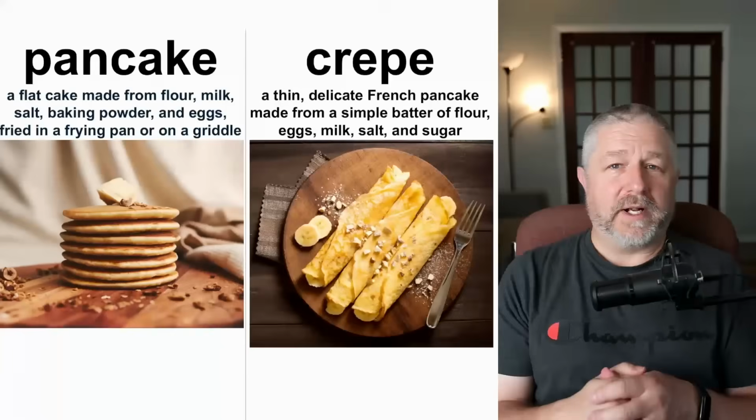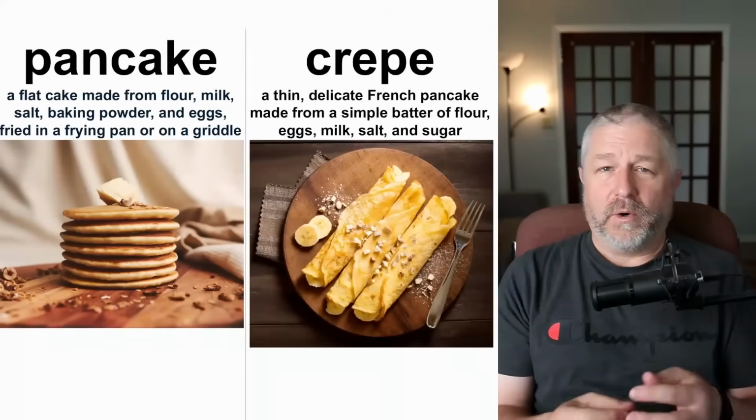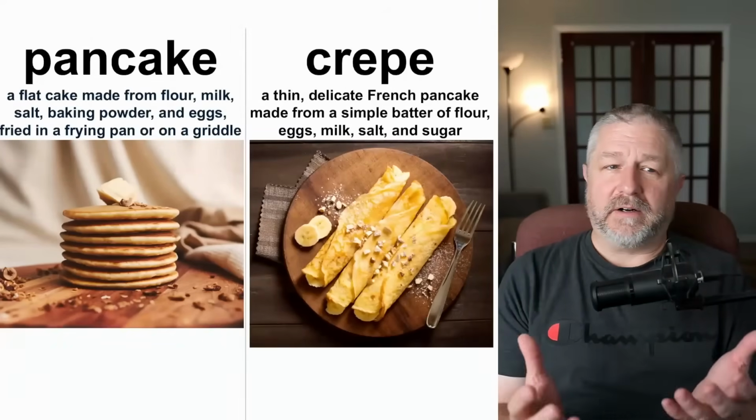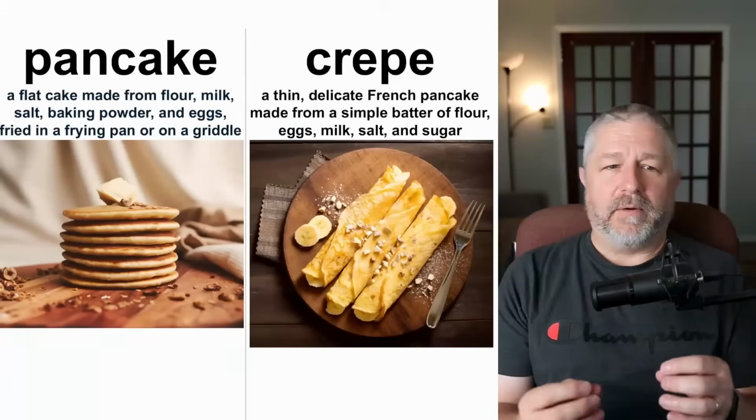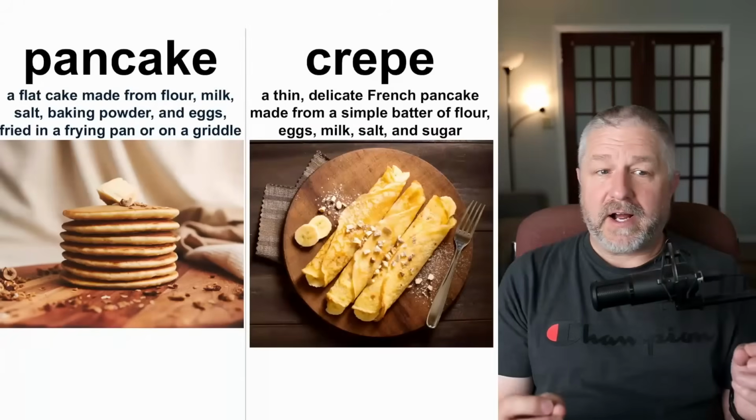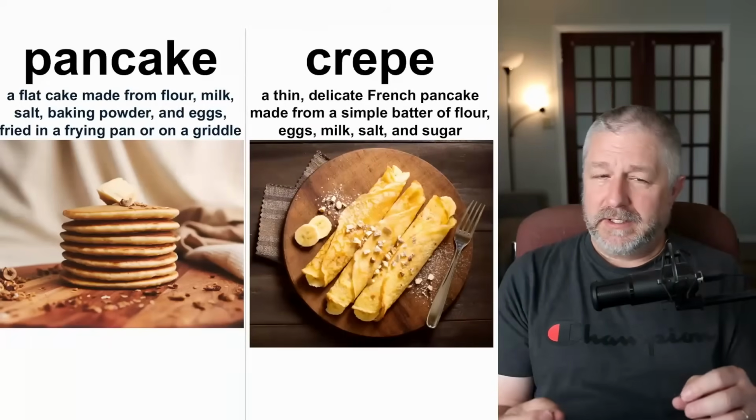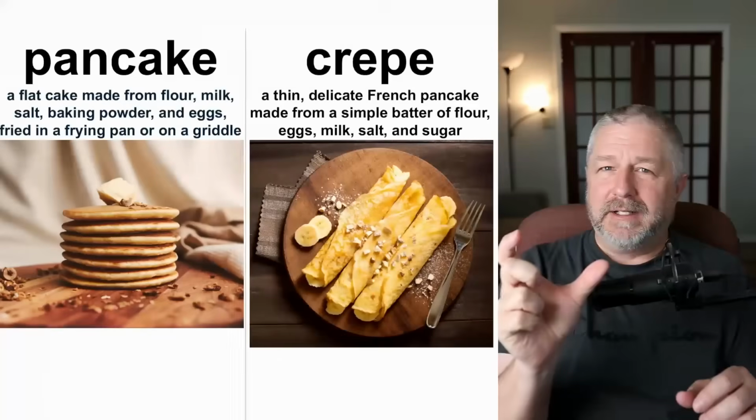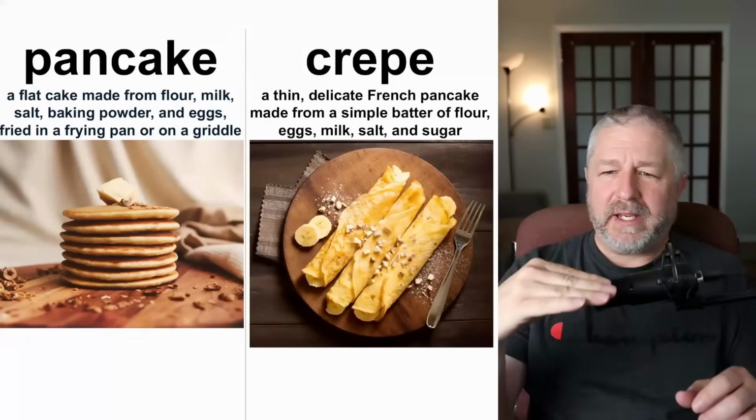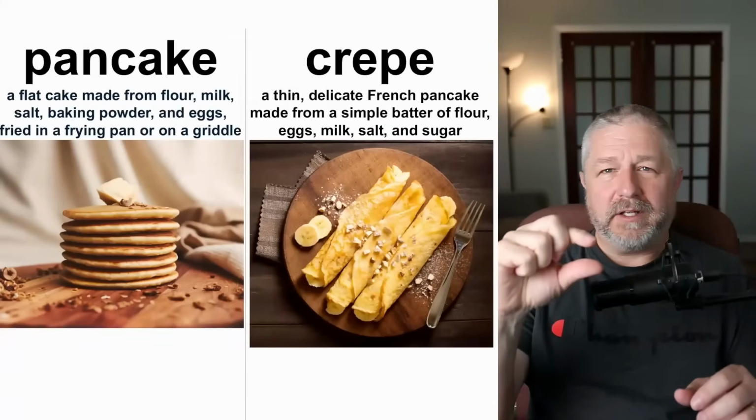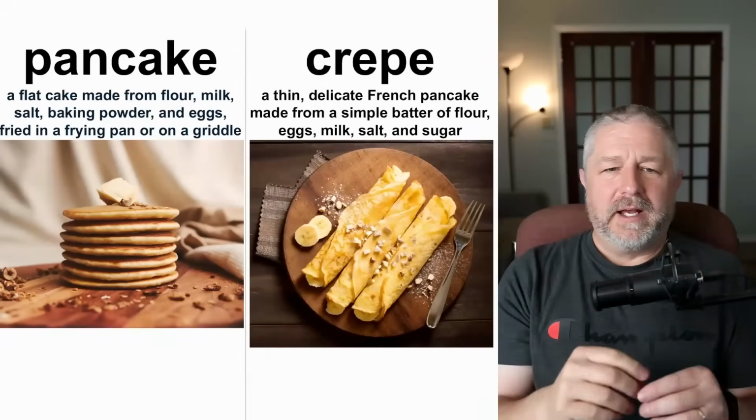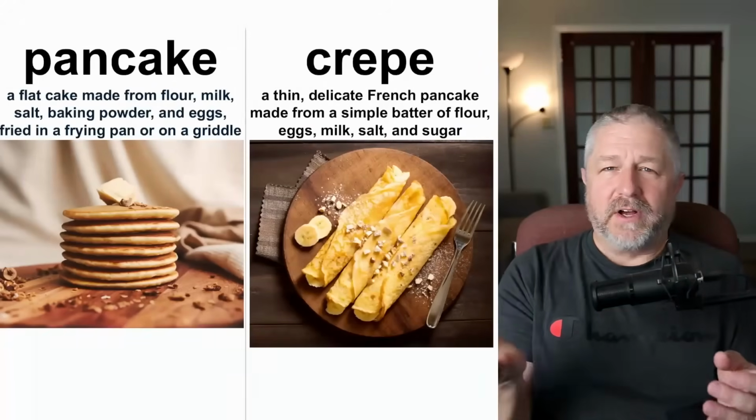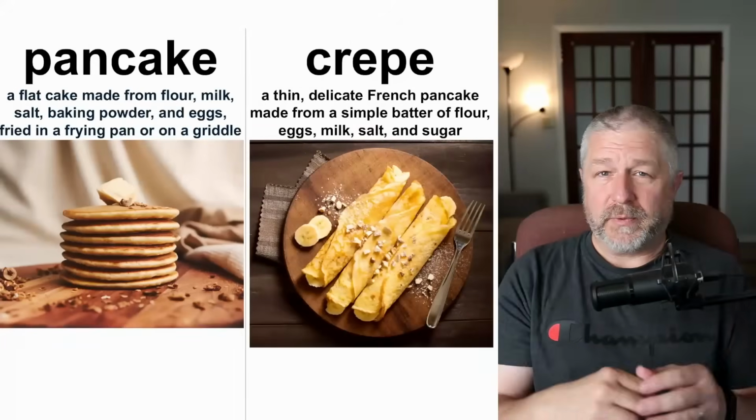Okay, so you can go to a restaurant and order pancakes, or you can order crepes. So pancakes are a flat cake made from flour, milk, salt, baking powder, and eggs, fried in a frying pan or on a griddle. So a couple new words maybe for you. Baking powder is a powder that makes things rise when you bake them or fry them. And then a griddle is a big flat hot surface that you can fry things directly on.